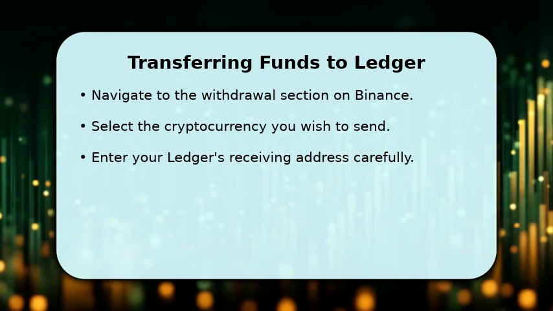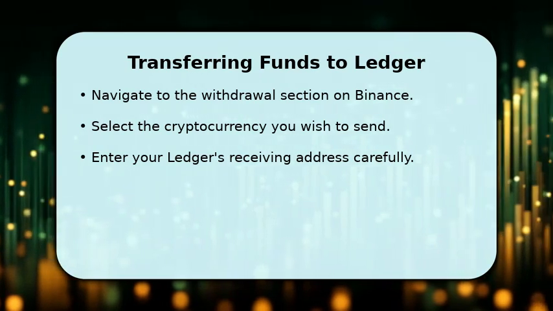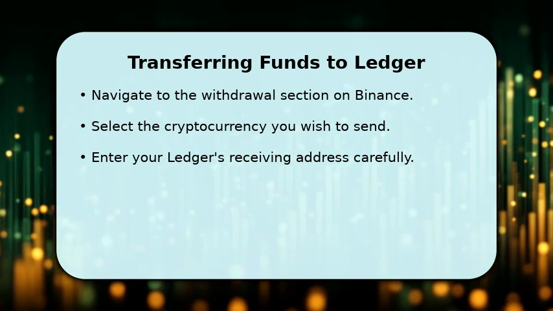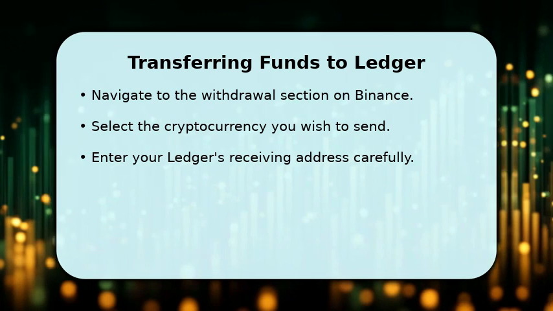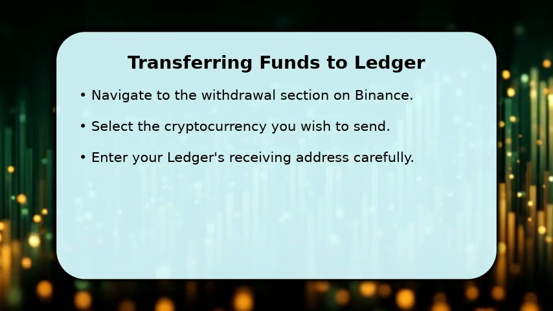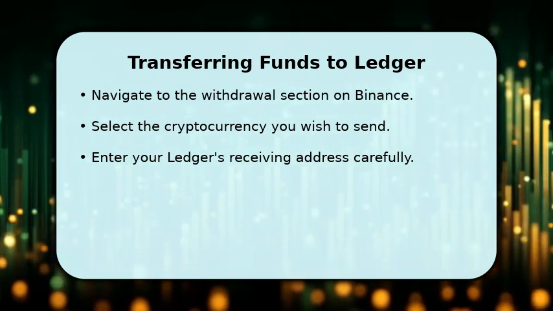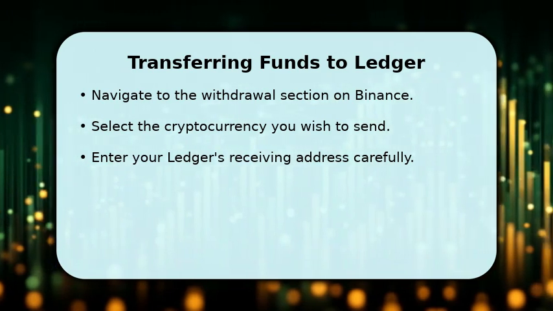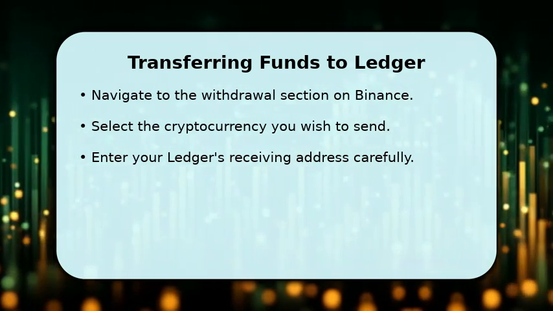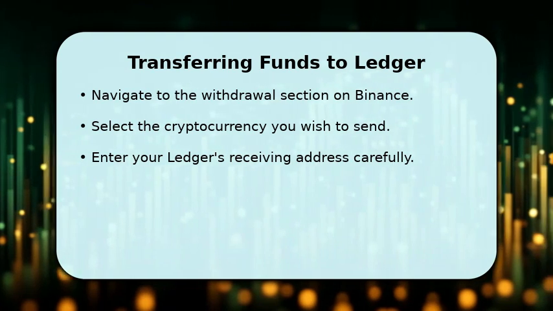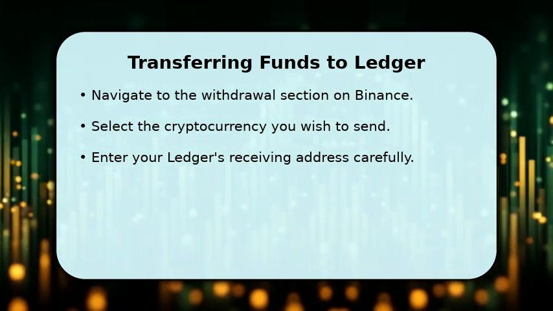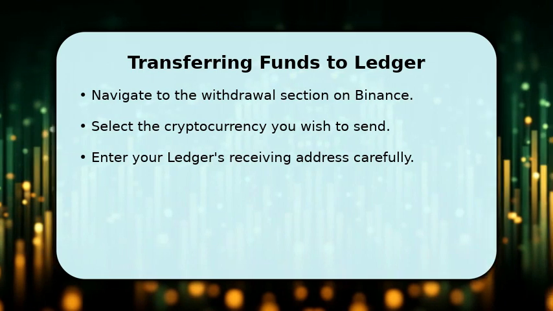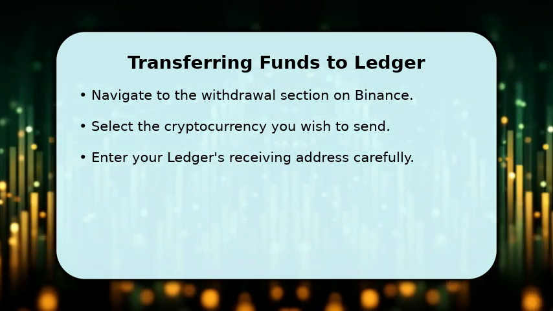To move funds from Binance to your Ledger, begin by logging into your Binance account and finding the withdrawal section. Choose the specific cryptocurrency you want to transfer. Then, generate a receiving address on your Ledger device using Ledger Live and paste it accurately into Binance. Always double-check that the address matches exactly. Finally, confirm the transaction on Binance and then approve it on your physical Ledger Nano X device for maximum security.